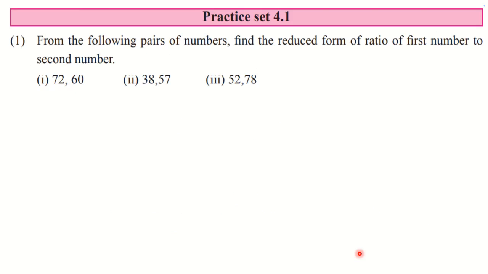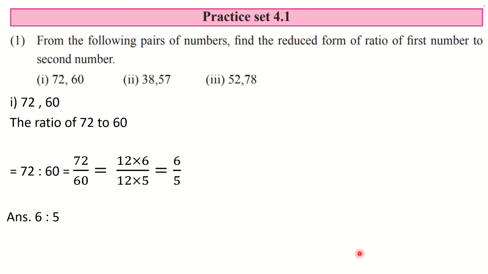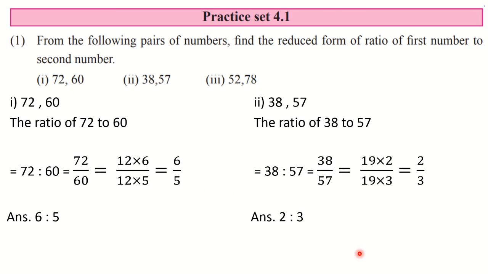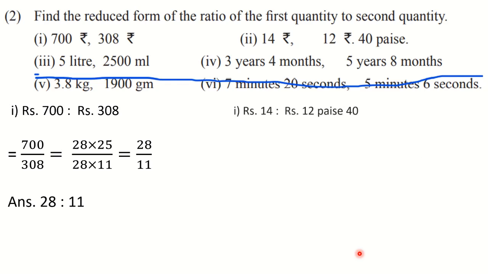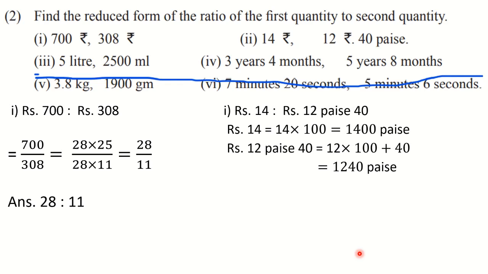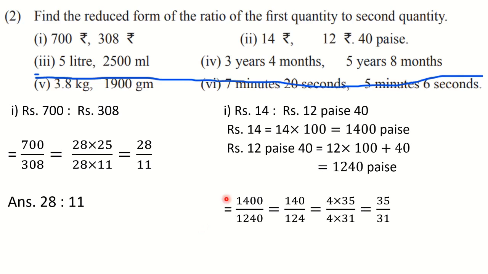In that we saw how to find the reduced form of the given ratio. I took some examples and some I gave for homework. I hope you must have completed the homework. In the second one also we found the ratio, but here the units were given, so we converted them to the same unit and then found the ratio. Like here, one quantity was in rupees and the other was in rupees and paise. So we converted both quantities to paise, that is the same unit, and then we compared. We found the reduced form.